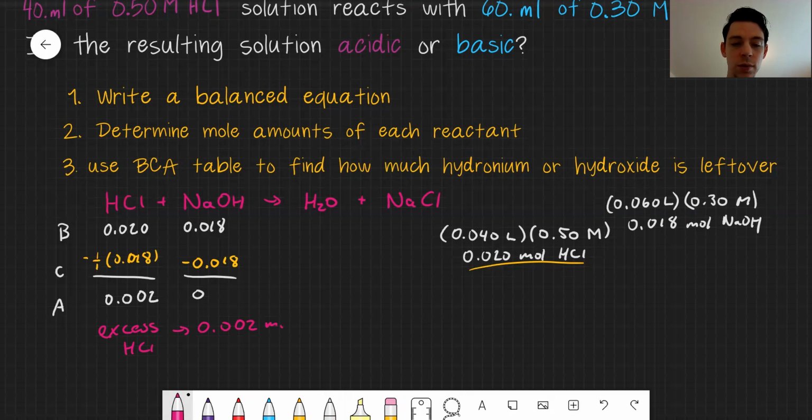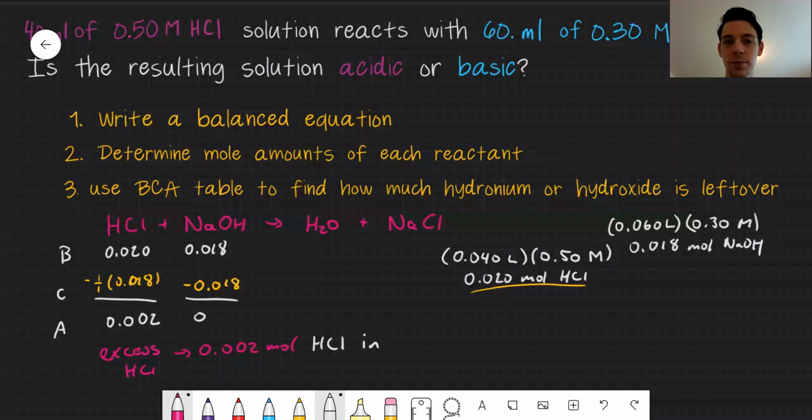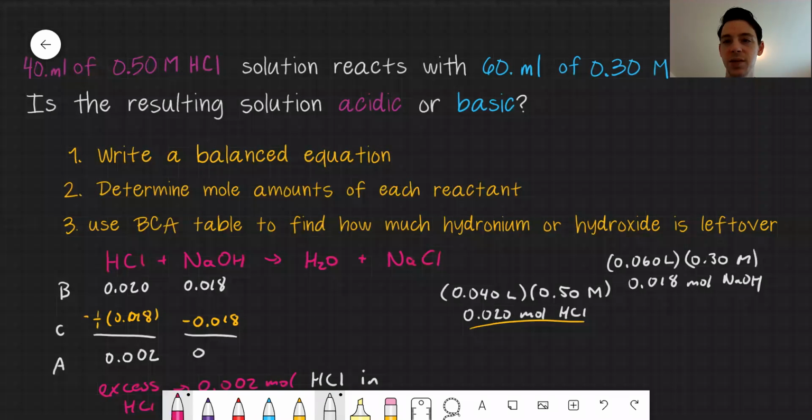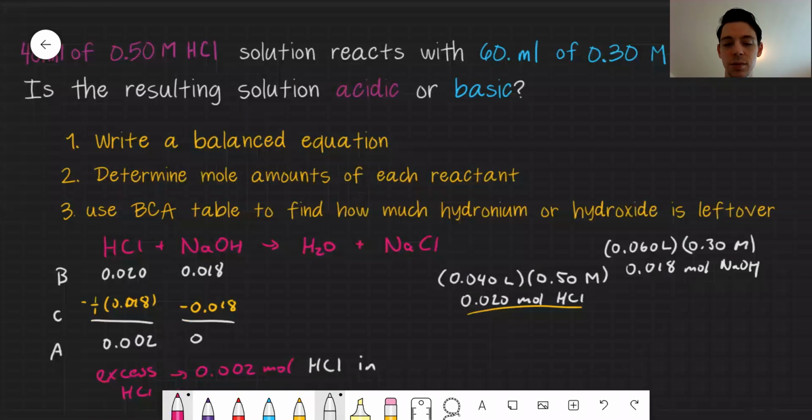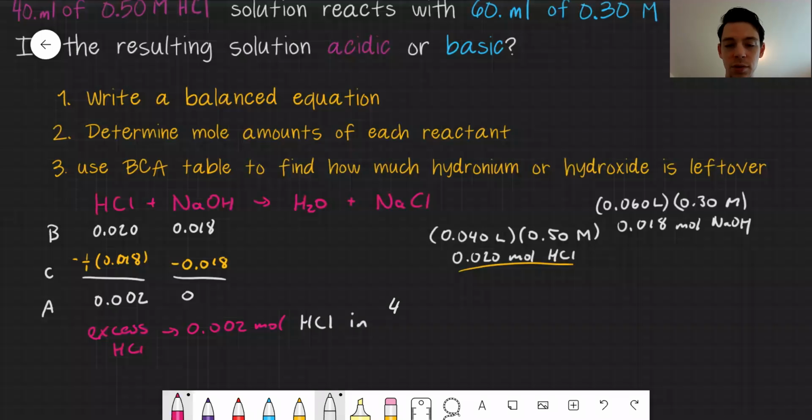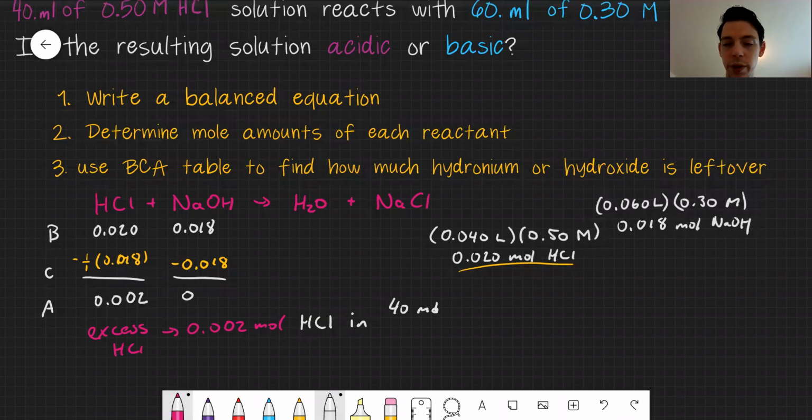Suppose that the next part of the question were to ask you, what is the pH of this solution? Well, we could find that too, because I know that I have 0.002 moles of HCl in what volume of solution? I start with 40 mils of acid and I mix it with 60 mils of base. So my total is going to be 40 mils plus 60 mils, or 100 mils of solution.